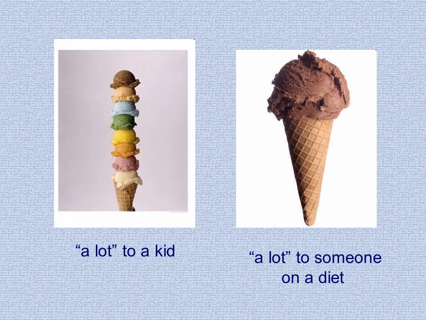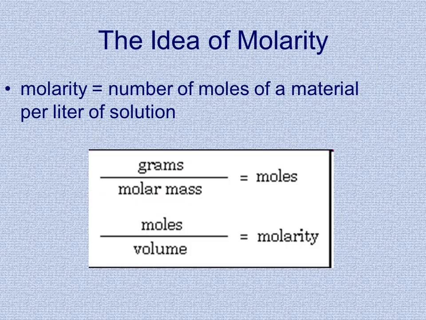For example, the ice cream cone on the left, which has 1, 2, 3, 4, 5, 6, 7, 8 scoops of ice cream, might be a lot to a kid. The ice cream on the right with 1 scoop might be a lot to somebody that's on a diet and can't eat much ice cream because they're trying to lose weight. So a lot really doesn't say much.